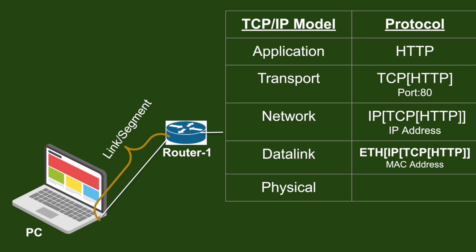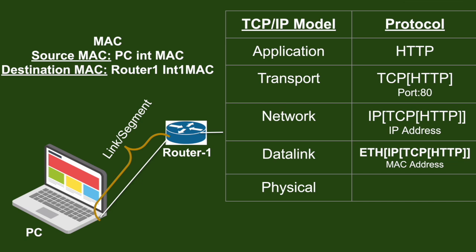Here again, there are multiple fields in the Ethernet header, but one of the most important is the source MAC address and destination MAC address. Now, it is very, very important to take a second to understand this. The source MAC address is going to be the PC's interface MAC address, and the destination MAC address is going to be the router 1's interface 1 MAC address, because the data link layer is only responsible for sending the packet in that particular segment or link. And once it reaches the router, it is the router's responsibility, or the network layer's responsibility, to send it onward.